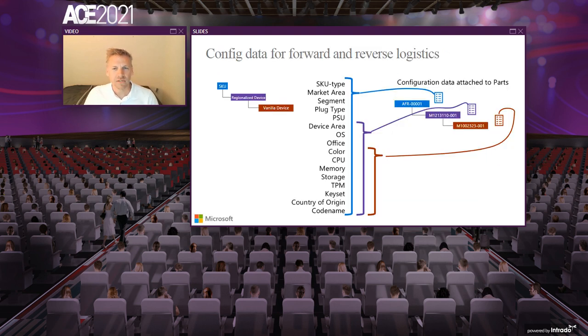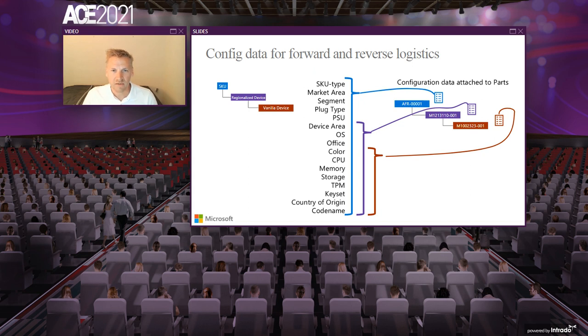So to explain this configuration data, this is once again a bit simplified illustration of that. When we generate these different layers or different levels of the bill of material, in our world, the top level is always a SKU. Typically underneath that there's a regionalized device, and underneath that there's a vanilla device, which is purely the hardware of the product. And when we generate these from VM, this configuration data gets attached to the resulting part. It's basically a recipe out of which that bill of material was born from.